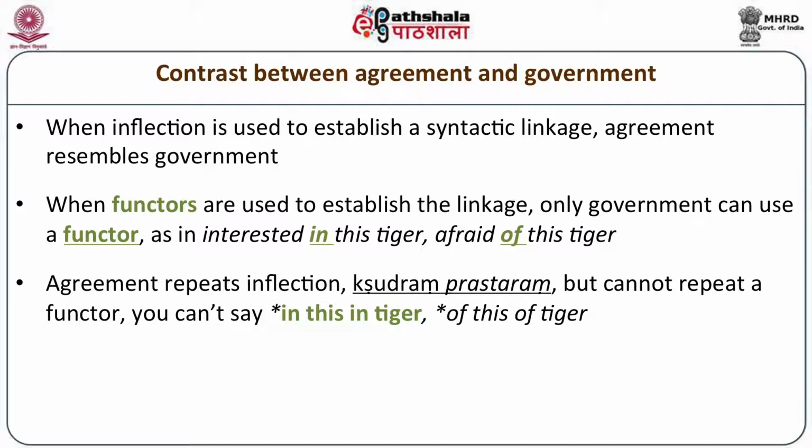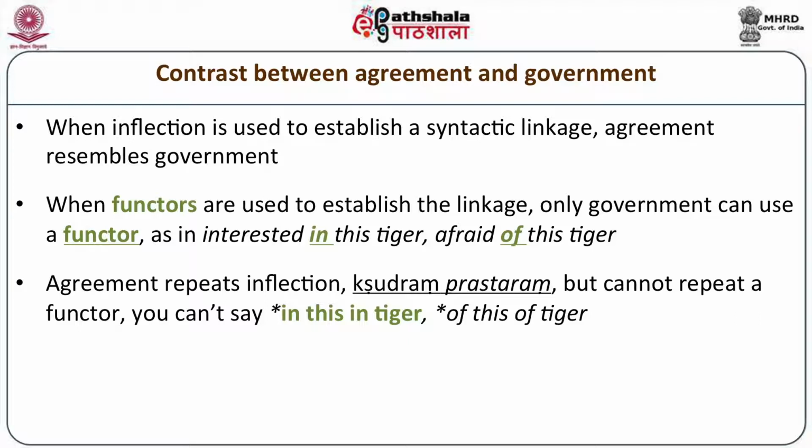So when you look at "interested in this tiger," since "interested" imposes the functor "in," it creates a construction, "interested in this tiger," where the head is "interested" and the dependent is "in this tiger." Within "in this tiger," there is a construction where "in" is the head and "this tiger" is the dependent. Within "this tiger," "tiger" is the head and "this" is the dependent.